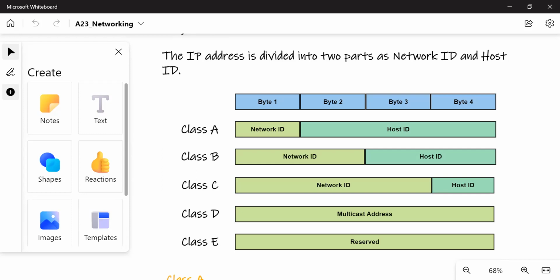So in class A, it uses 1 byte for the network and the remaining for the host. That's how you are going to remember. Class B, you are going to use 2 bytes. Class C, you are going to use 3 bytes. Class D and E are usually reserved. D is for multicast and E is usually called reserved. So the actively used classes are class A, class B, and class C.